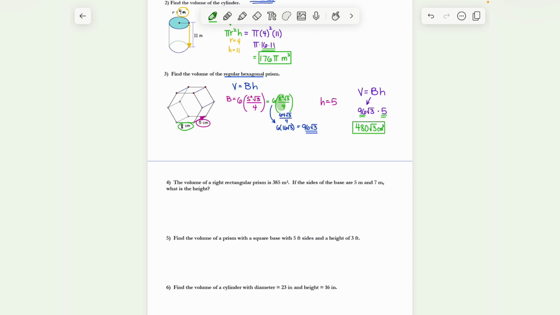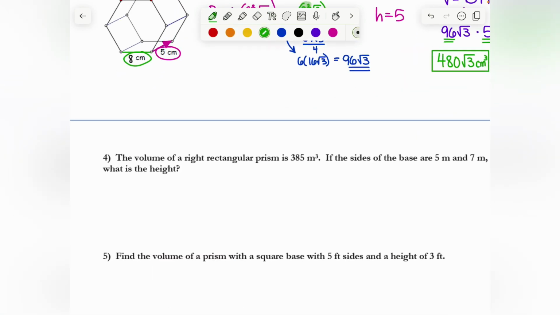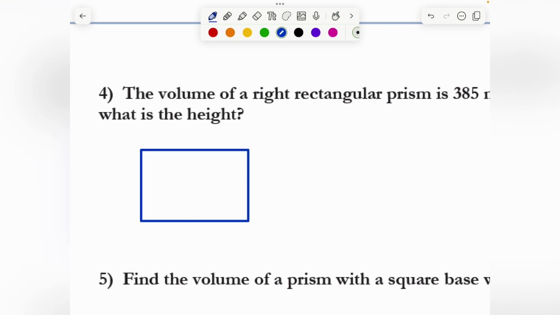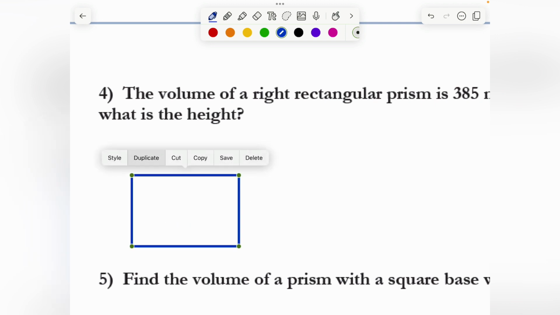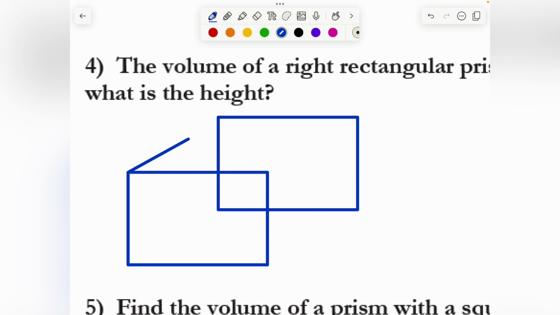Okay, so, oops, sorry about that. The volume of a right rectangular prism. All right, so right rectangular prism, it just means that it's not slanted. Okay, so they kind of have to say that. When you get to higher level math, the rectangular prisms could be slanted, but this one is not. All the angles involved are 90 degrees.